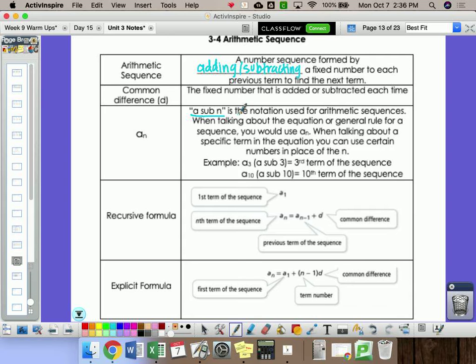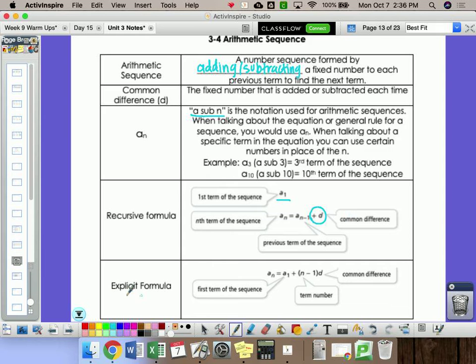Then we're going to be writing two different formulas when we're writing arithmetic sequences. We could either write a recursive formula, and the equation for that is right here. In that equation, we would write our A sub 1, and we would write whatever our equation is, A sub n equals A sub n minus 1, plus the D. So whatever is adding or subtracting, we would put on the end. If it was adding 4, we would put plus 4. If it was subtracting 2, we would put minus 2.